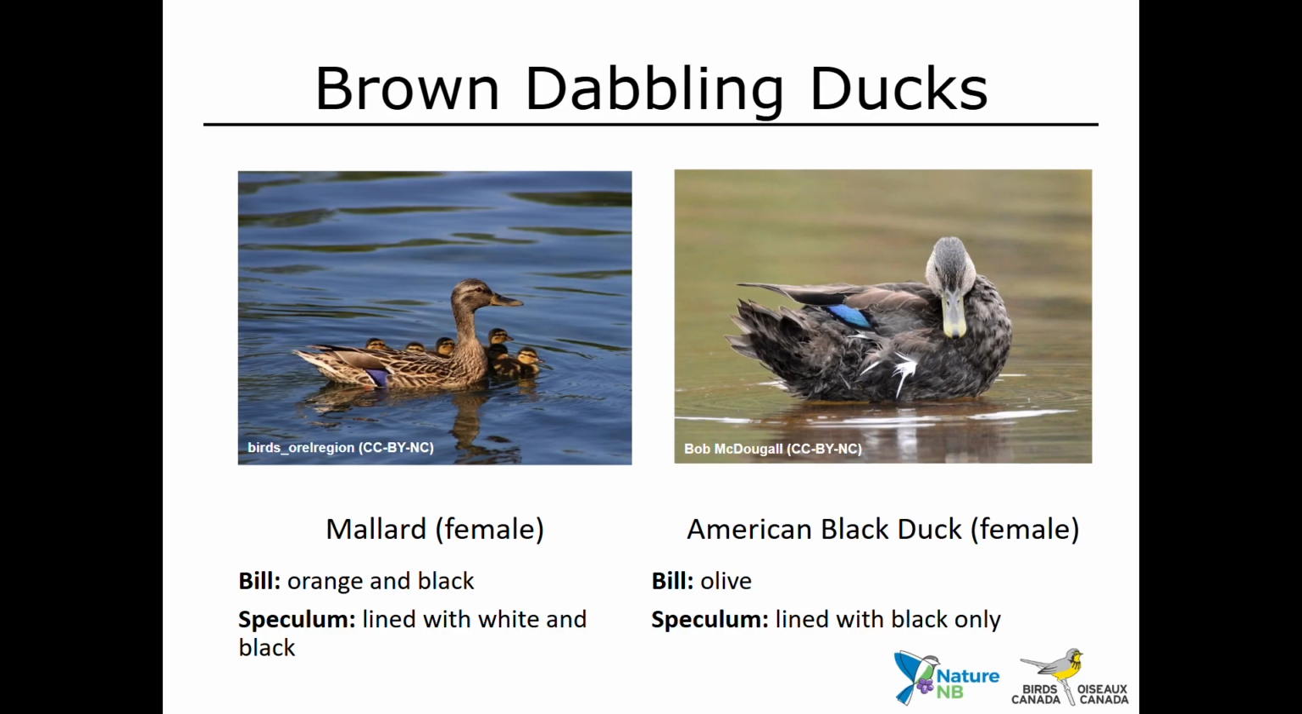And similarly, when we're looking at the mallard female and the American black duck female, focus on the bill color, so orange and black for the mallard and olive colored for the female American black duck. And again, that speculum has that white and black in the mallard, but only black in the American black duck. These species are quite similar, so it usually takes a little bit of practice to distinguish them.